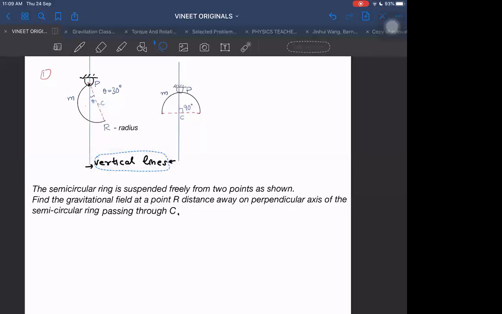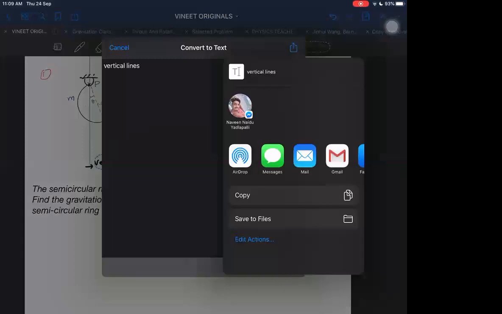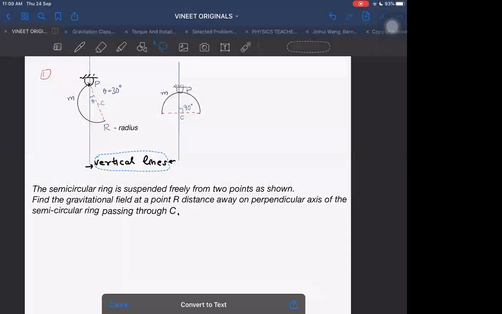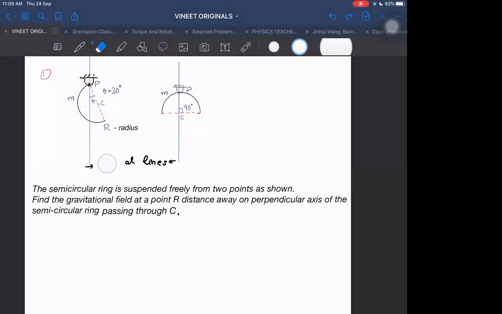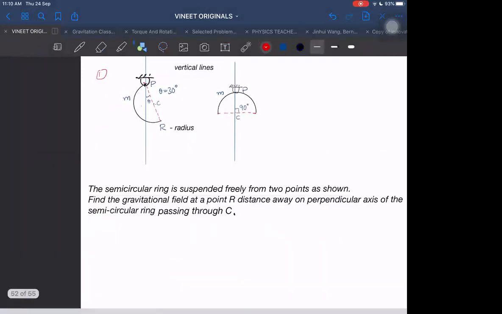On the vertical line. On the vertical, at the point where the two vertical lines meet. Wait a second, let me show you where it will be. This is a vertical line and this is also a vertical line. Anyway, now we know the center of mass will be lying along this vertical line somewhere.